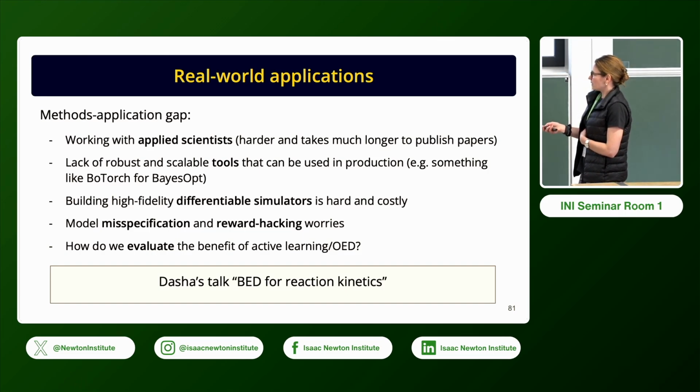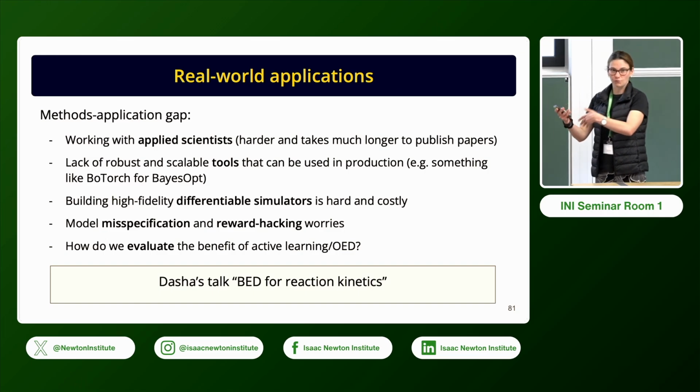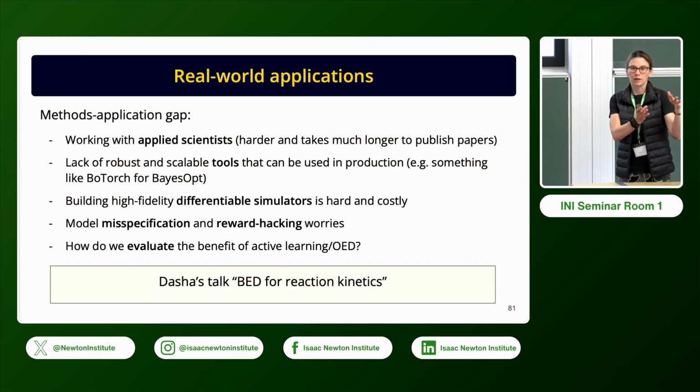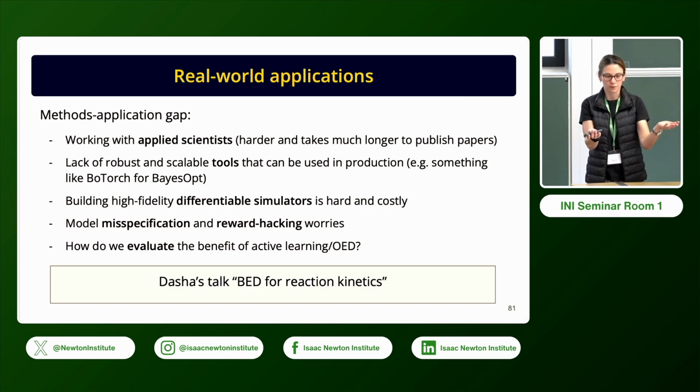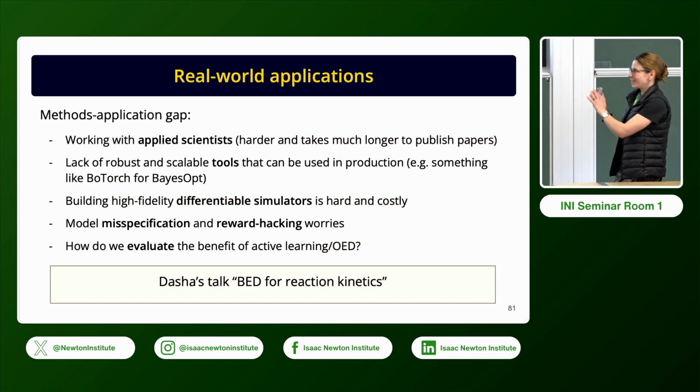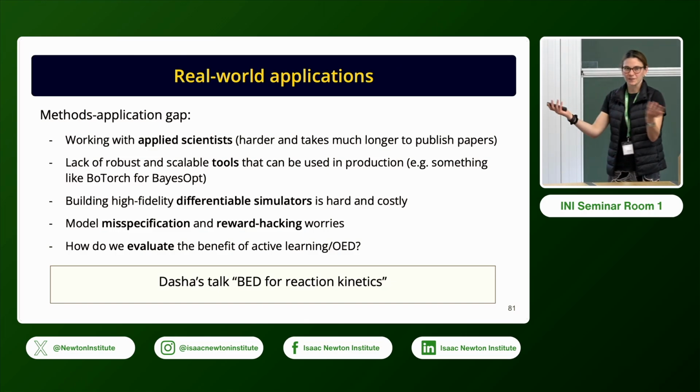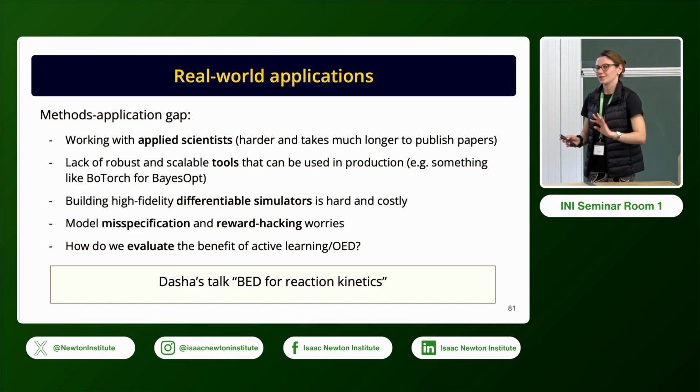Obviously, I mentioned misspecification already, but when you move to policies, reward hacking is a big worry for applied people. If you're doing clinical trials, you definitely don't want to run the risk of your policies doing something strange and giving you super biased results.